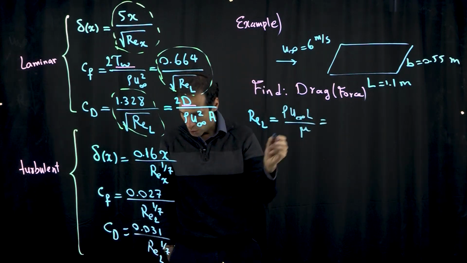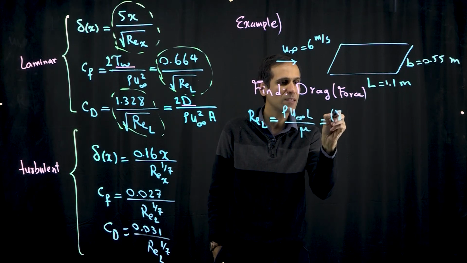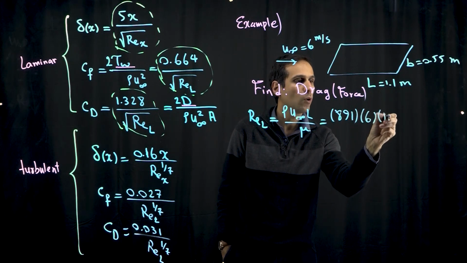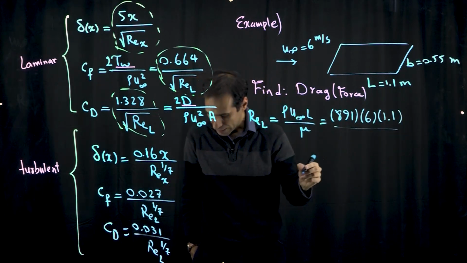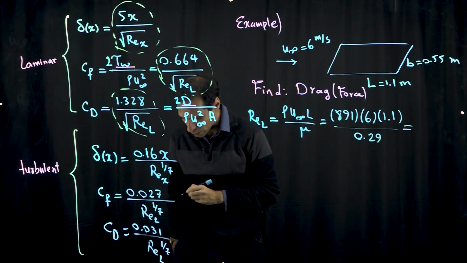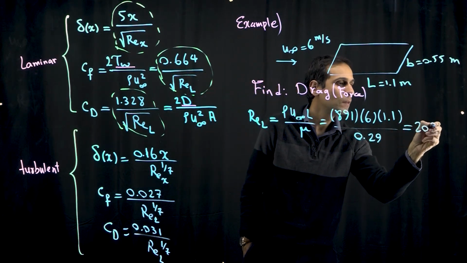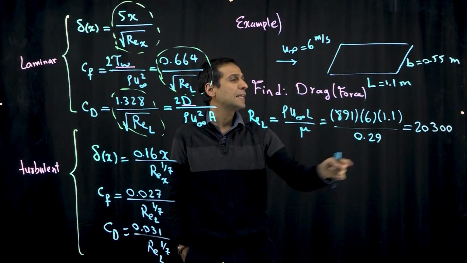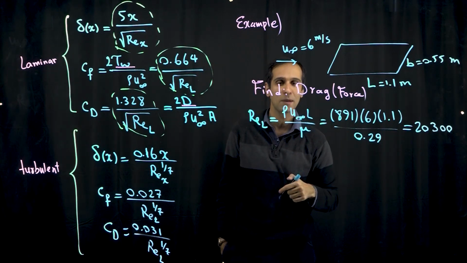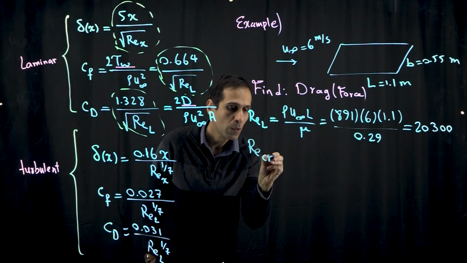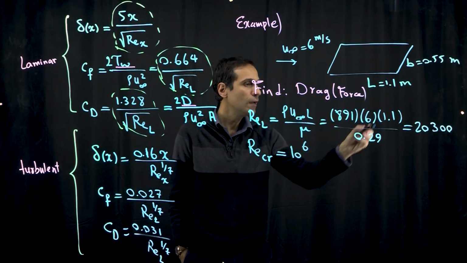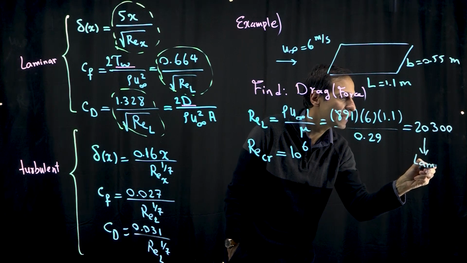If you plug in those values, rho for this problem is for a specific type of oil, actually, 891 and mu for that oil, that's SAE 30 oil, is 0.29. So the total Reynolds number value is 2,300. See, even though it's a big Reynolds number, a huge Reynolds number, the critical Reynolds number for a flat plate is 10 to the power 6. Therefore, the flow is laminar, still laminar.